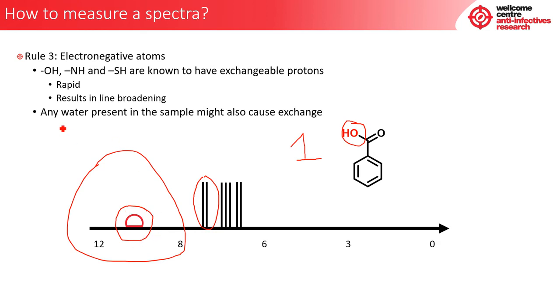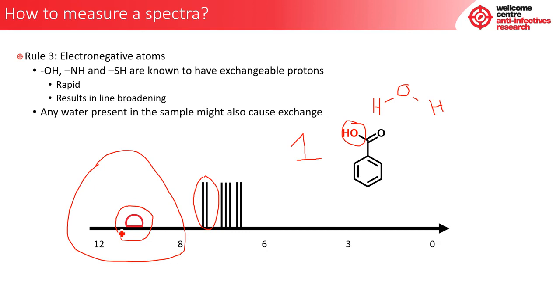And in doing so, any water present in the sample can also cause this exchange. This is another rule as well. What happens is that this proton becomes exchanged with the water species in the sample, and the NMR is detecting this exchange. If the exchange is rapid, you are not going to see a nice sharp peak. You're going to see one of these broad peaks here. So this also takes us on to our next rule.